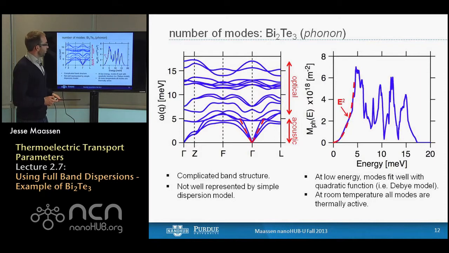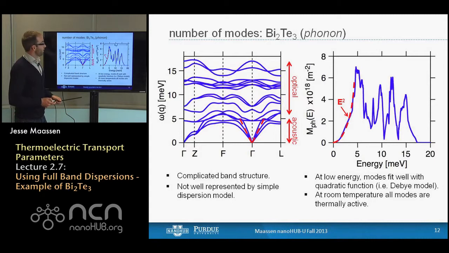Now, actually at low energy, it turns out that you can represent these states fairly well with a Debye model. So Debye model, again, is linear in K for the energy here, and which translates into E squared. It goes as E squared for the distribution of modes. Now, there is a but here.